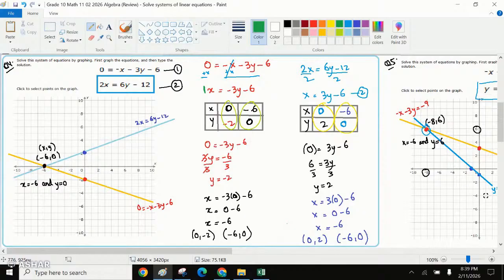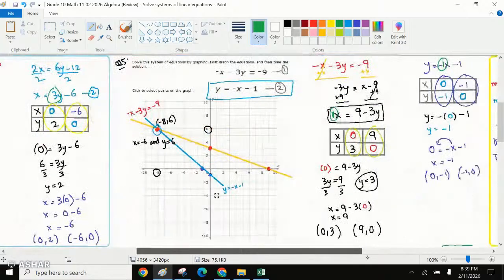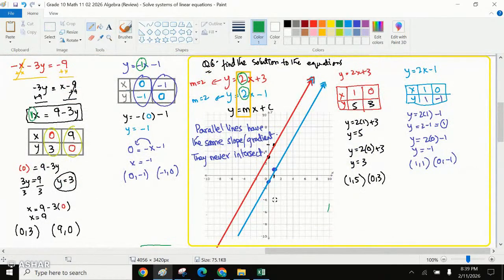Over here, no, -1/3, and this was 3. So when the coefficient of x is different, they will intersect. Whenever they have the same gradient or the same coefficient of x, they will never intersect. Okay, do we agree on this? Perfect. Let's try one of the questions.